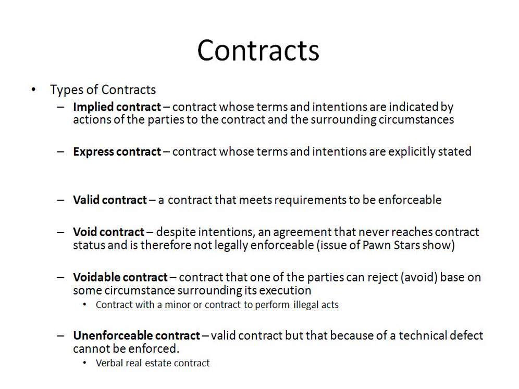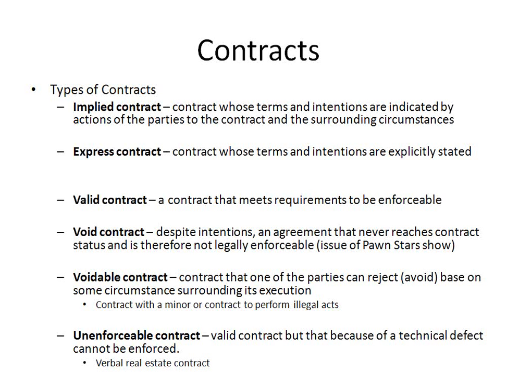An express contract is one whose terms and intentions are explicitly stated, and that's what most contracts are. They're express. And when we talk about these terms, they kind of take types. I would almost kind of disagree, because an express contract is most likely a valid contract. A valid contract is a contract that meets the requirements to be enforceable. So those 4 criteria that we just mentioned on the last page.